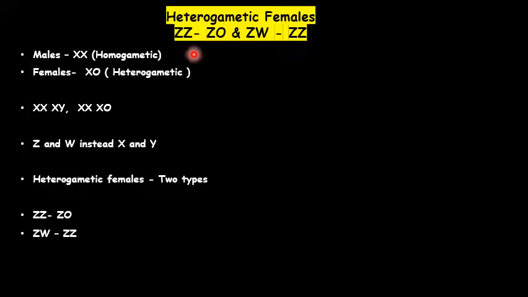So let's talk about heterogametic females. In the previous slides, we learned about heterogametic males. Why do we call them heterogametic males? Because in male organisms, dissimilar gametes will be produced. Males determine the sex of the animal, whether it is going to be male or female, right? This we have seen earlier.